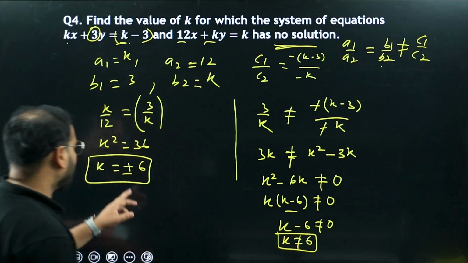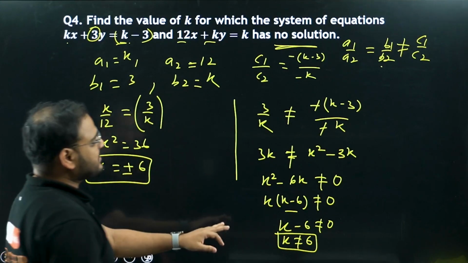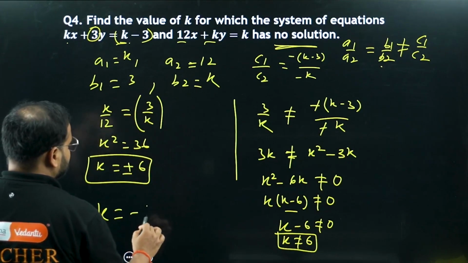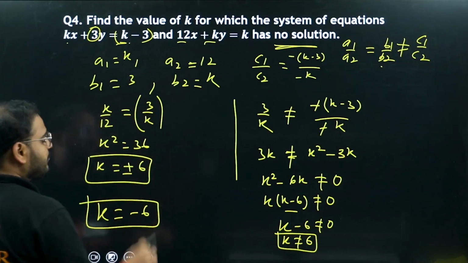Now please check. You got both plus 6 and minus 6 from the first condition, but from the second condition we are getting k not equal to 6. It means the only answer is minus 6.